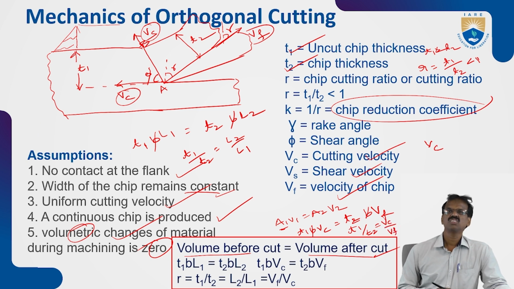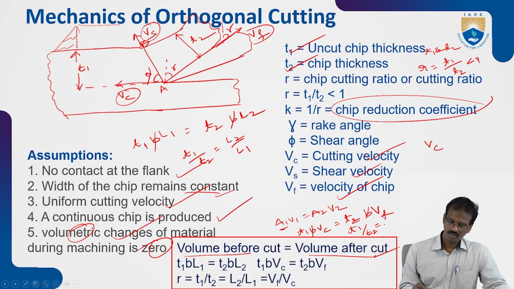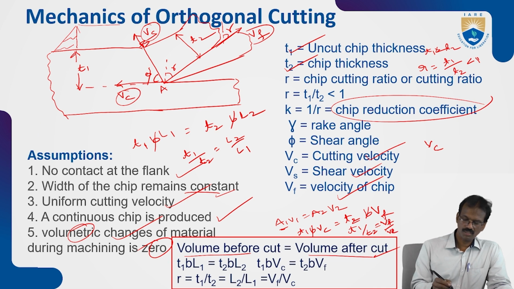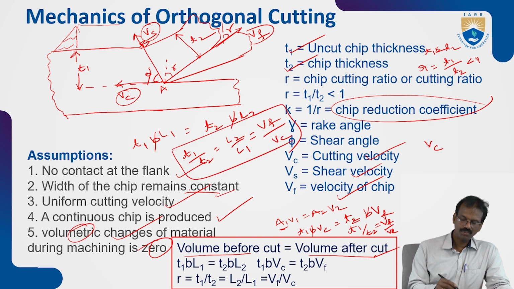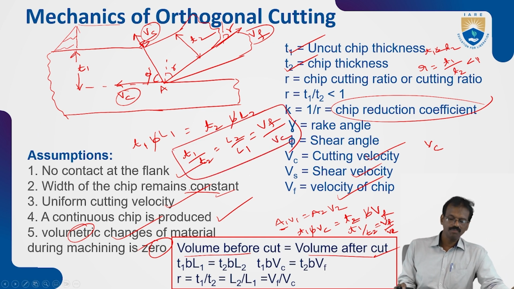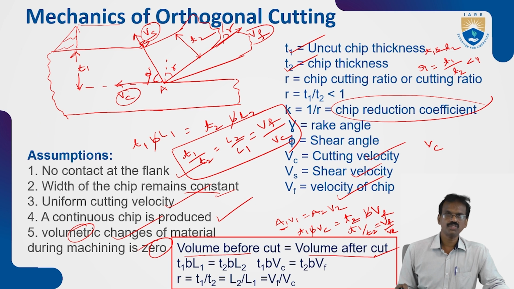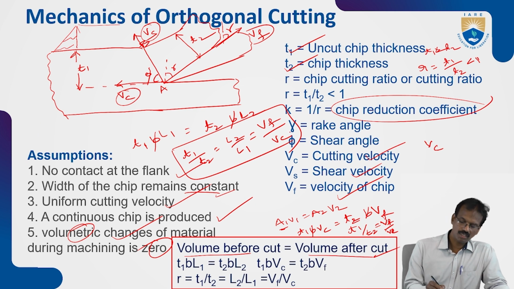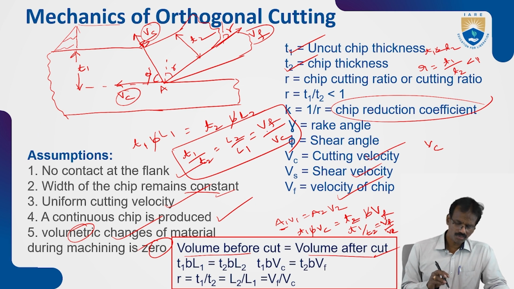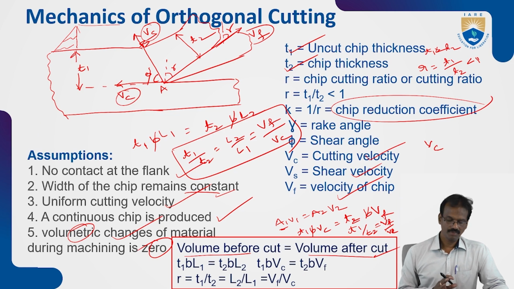Okay, so T1 by T2 is equal to VF by VC, not VC by VF. So this is one more relationship, that is equal to VF by VC. These are the relationships between the thickness and length of the chip before cut and after cut, and the velocities, frictional velocity and cutting velocity. So these are the relationships between the different parameters.